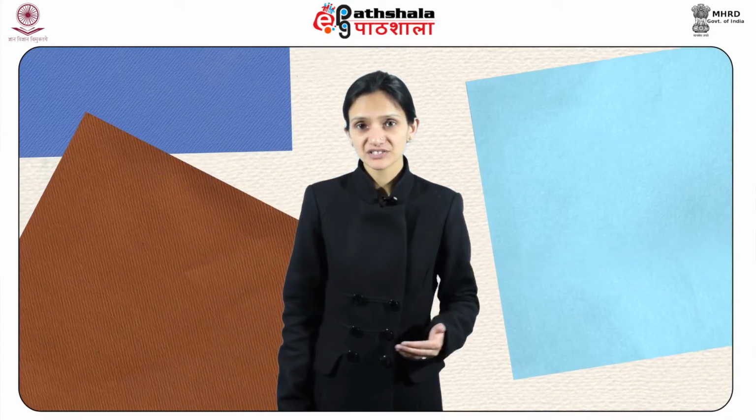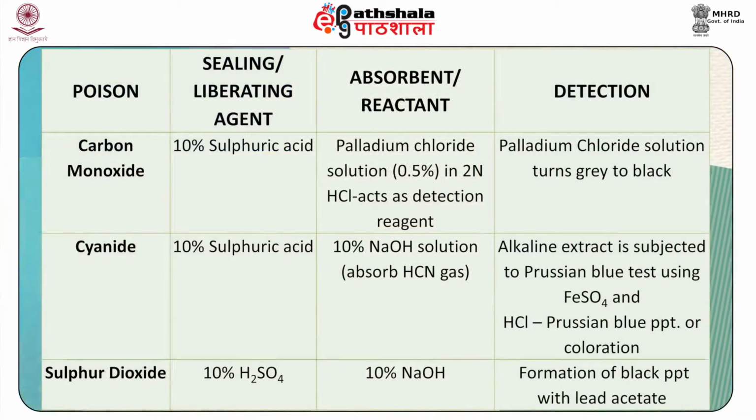Polypropylene cells with clear polystyrene covers having an outermost annular sealing well, an intermediate annular well for the sample and the liberating agent, and a center well for the detection reagent, which is used to trap the diffusing gas or vapor. Now we shall go through a table which shows the poison, sealing or the liberating agent, absorbent or reactant, and the detection. First is carbon monoxide.